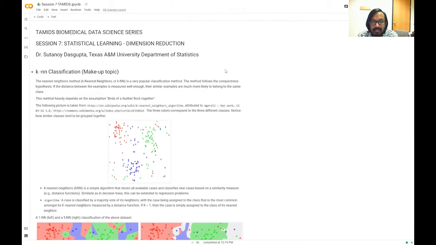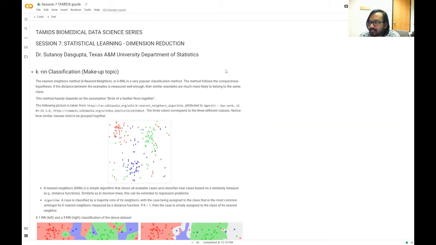Welcome to today's session. Today's session is going to focus on dimension reduction, but we're going to start off by talking about k-nearest neighbor classification. This was a topic that could have been covered during the classification session, but we covered other topics and we left it for the last session. So let us first go through that, and then we're going to talk about dimension reduction techniques, which is the focus of today's lecture. So, k-nearest neighbor classification.